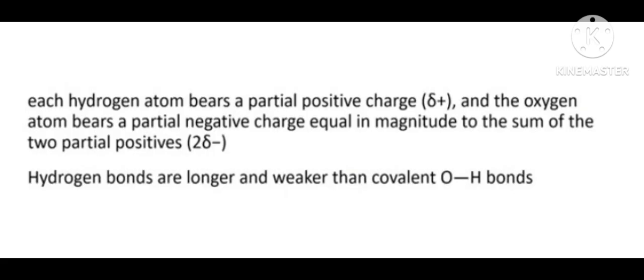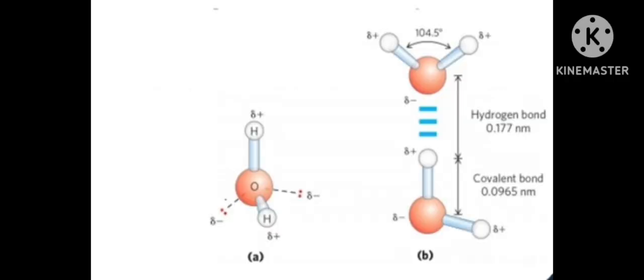So the sum of the two partial positives. The covalent bond inside one water molecule is strong, roughly 460 kJ per mole. Hydrogen bonds are roughly 20 kJ per mole. Next slide: in this diagram explaining the water molecule and hydrogen bonding, the single water molecule is V-shaped, with a bond angle of 104.5 degrees. The charges are inside one H2O molecule, and hydrogen bonds are between two H2O molecules.